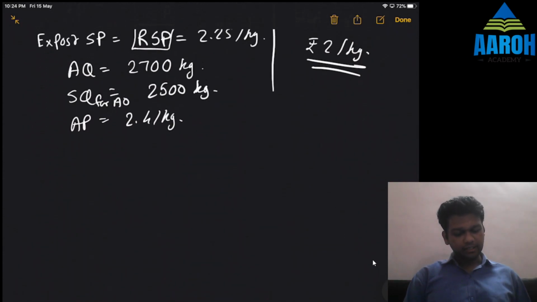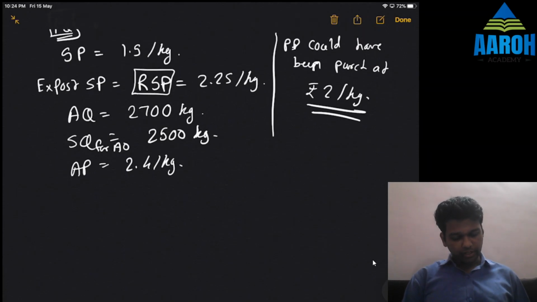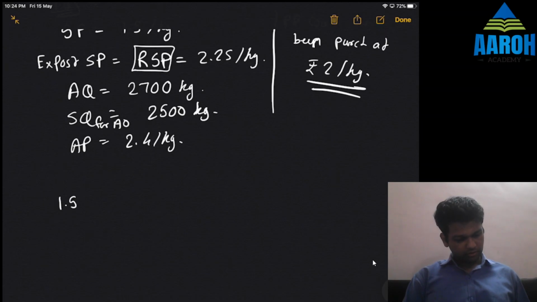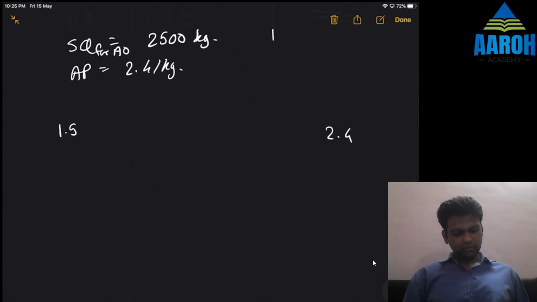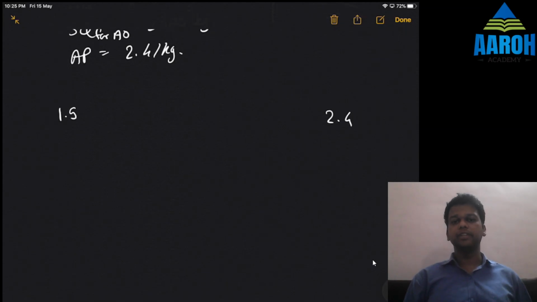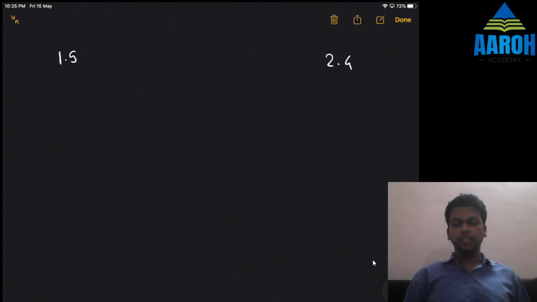Under traditional variances, what would we do? What was our original standard? 1.5. What was our actual? 2.4. This is for price variance, right? So under traditional variance, we'll take the difference between these two. So let's calculate traditional variance first.